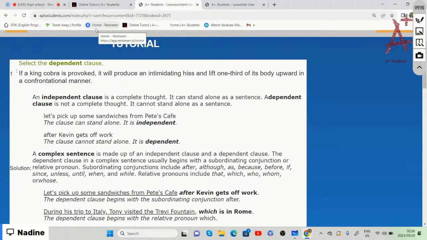Let's pick up some sandwiches from Pete's Cafe. So, that is a clause that can stand on its own, and we call that an independent clause, which means that it is a complete thought.